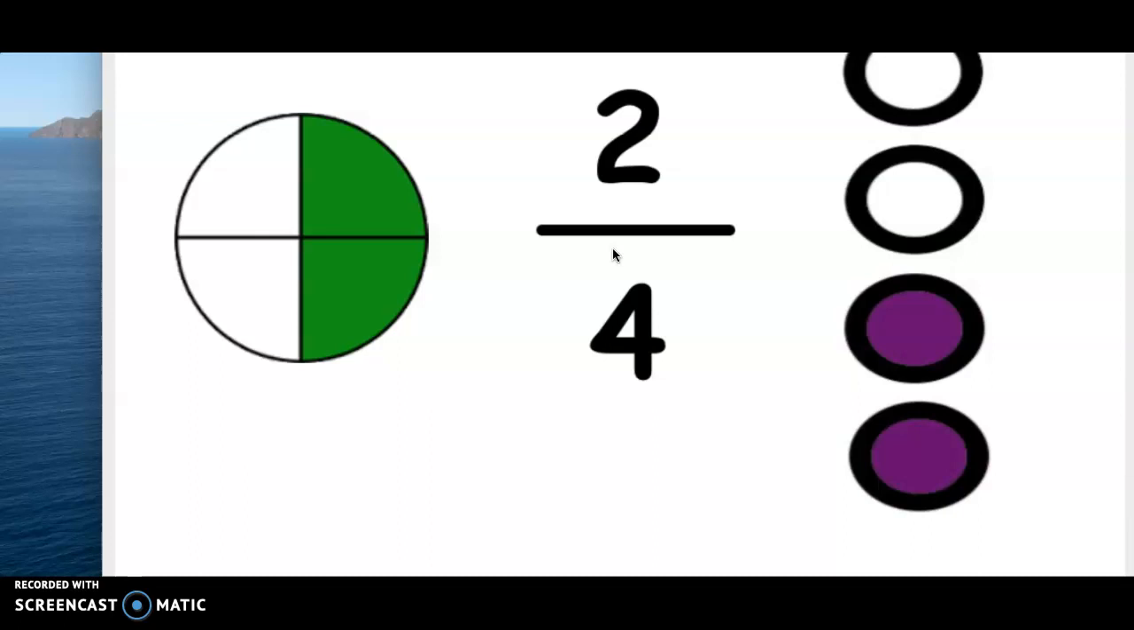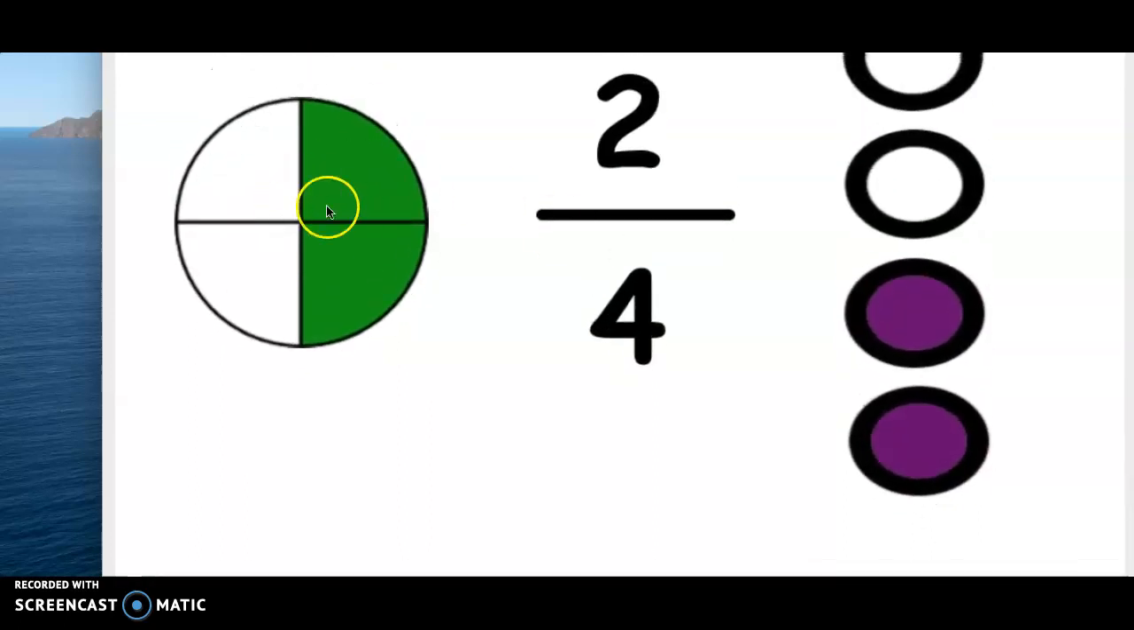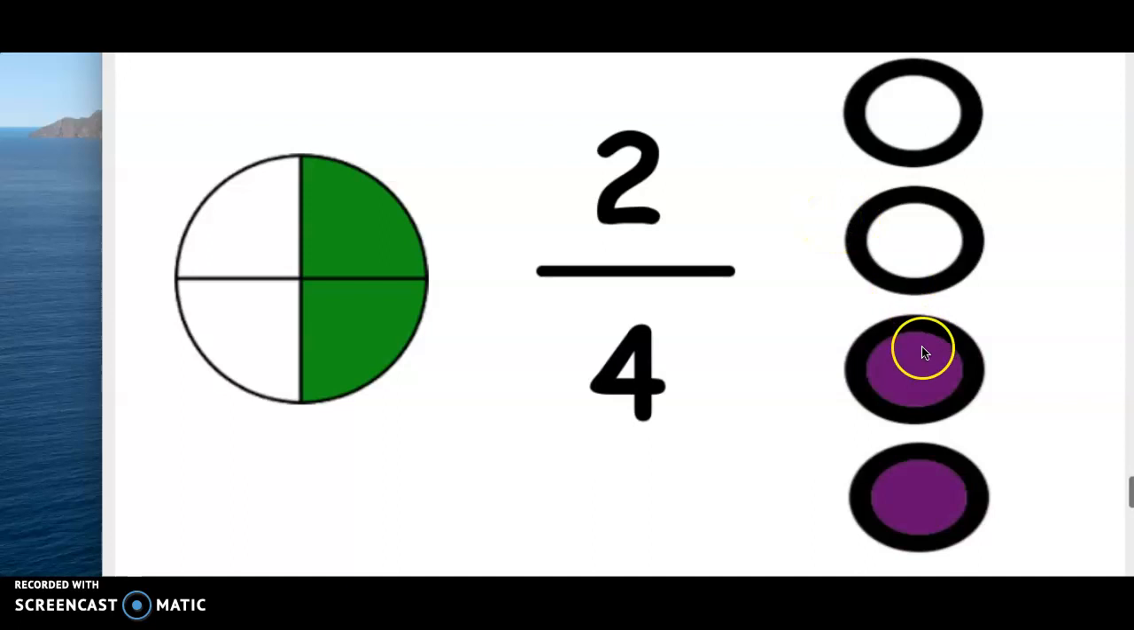This is kind of tricky, guys. How many circles? You see this? This is 4 equal parts right here. 1, 2, 3, 4. How many do you see colored in? 2. So that's why there's a 2 on top now. 1, 2 out of 4. So over here I've got 4 circles and there's 2 colored in. So that's 2/4. This is a little bit of harder stuff, but I thought I'd show it to you anyway because I think you're brilliant and ready for it.